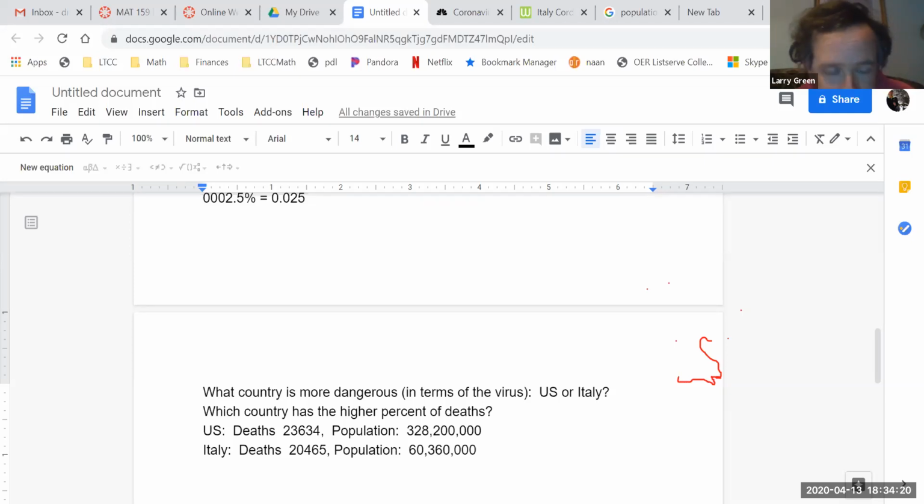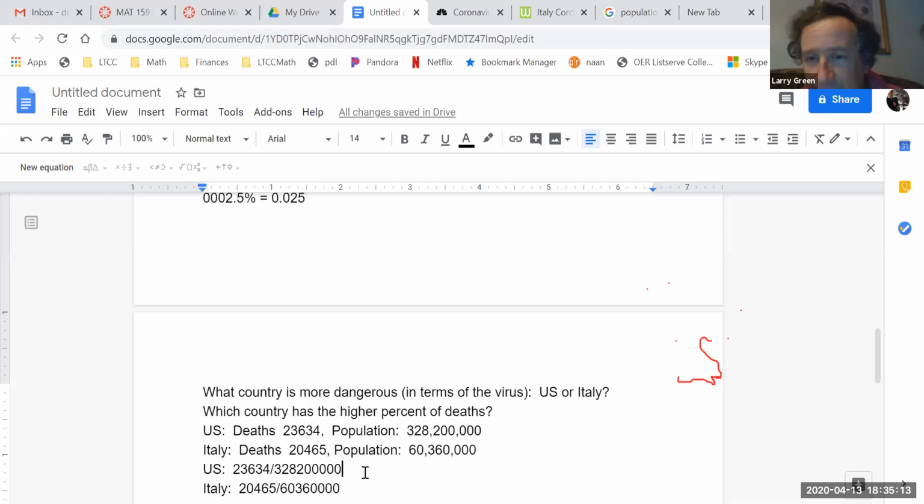Well, we take 23634 and we divide by 328,200,000. I think I got one too many zeros. There we go. Any questions on that? Okay, and then Italy, by the way, same idea. That's going to be 20465 divided by 60,360,000.